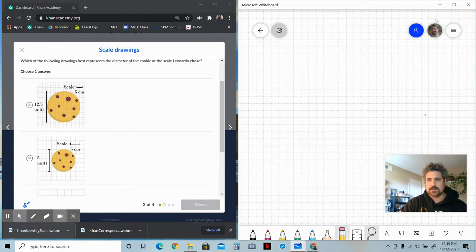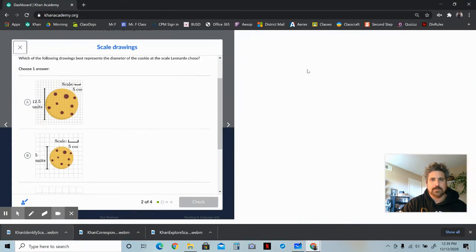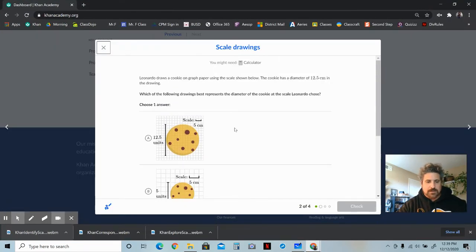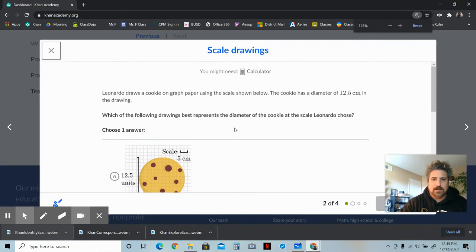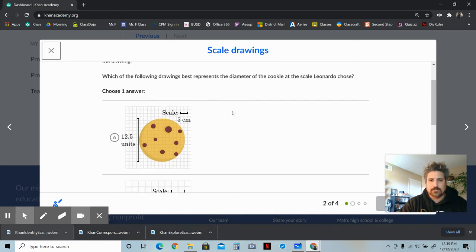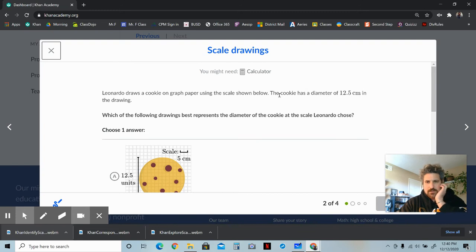All right, so let's take a look at this here. Let me zoom in, it's hard for me to see. It says he draws a cookie on graph paper using the scale shown below. The cookie has a diameter of 12.5 centimeters in the drawing. Which of the following drawings best represents the diameter of the cookie at the scale Leonardo chooses? So the drawing should be 12.5 centimeters.